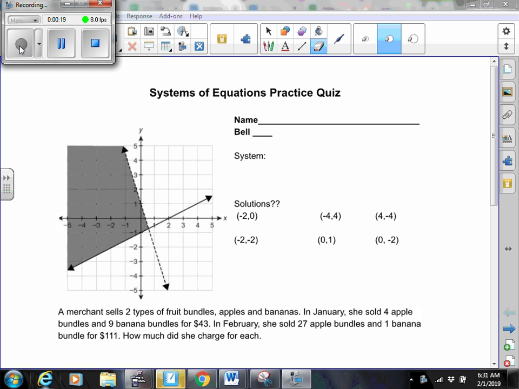So I'm going to look at this line first, and I'm going to write the equation for that one. This one has a y-intercept of -1, and it has a slope of rise 1, run 2. So its slope, rise 1, run 2, giving you the equation y equals 1/2 x minus 1.